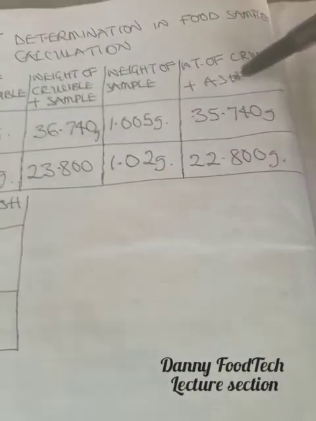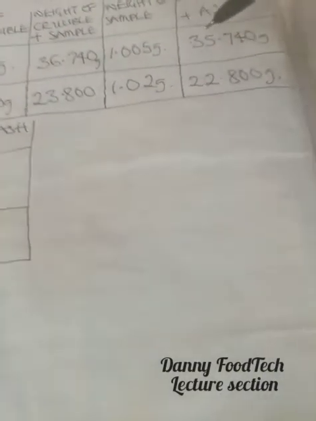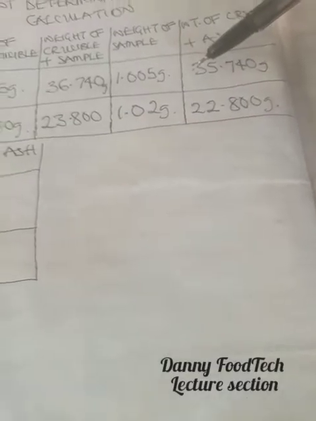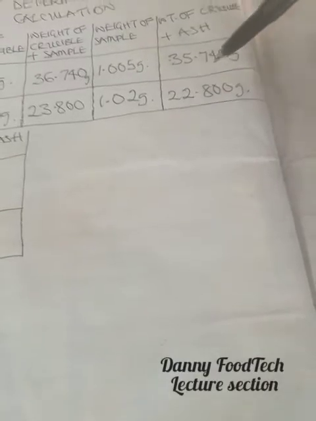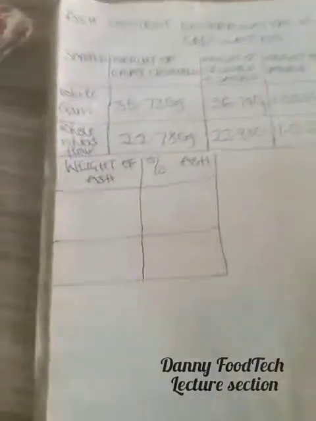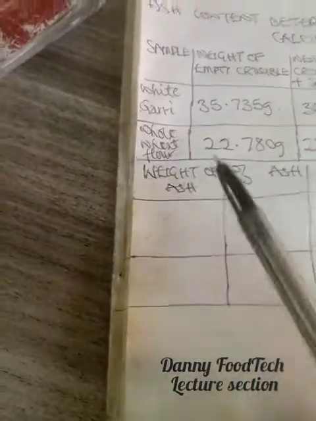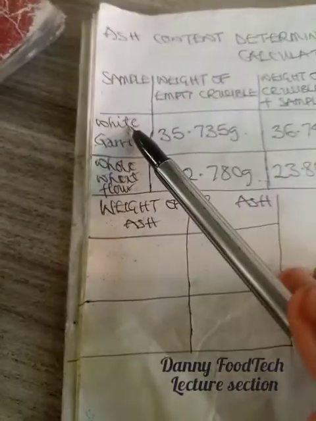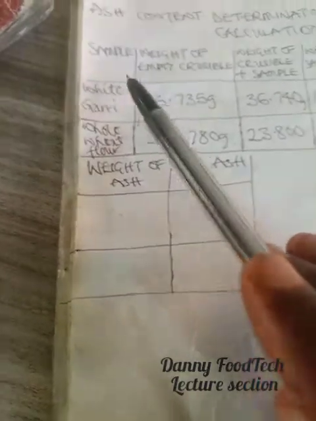That is the weight of crucible plus the ash. After the ashing, we had 35.740 gram and 22.880 gram. Now the next thing we are going to do is to know the weight of the ash of white Gary and then the percentage ash of white Gary. The same thing is applicable to whole wheat flour.